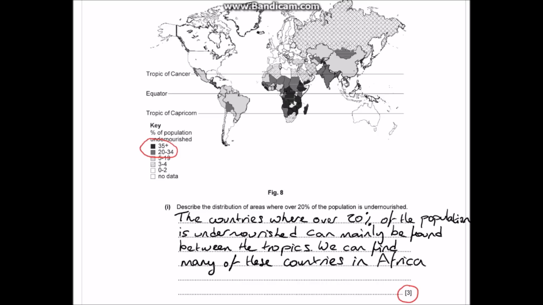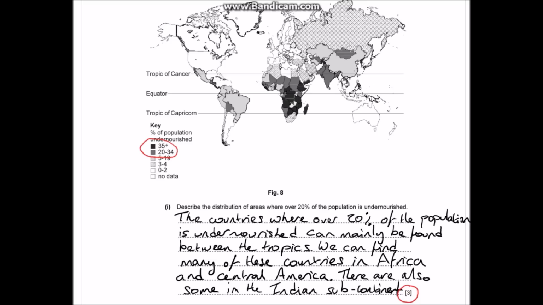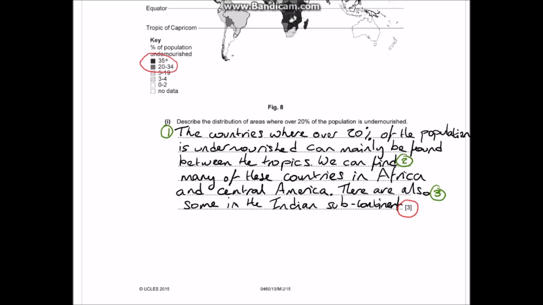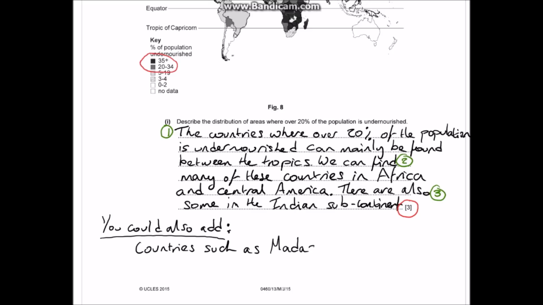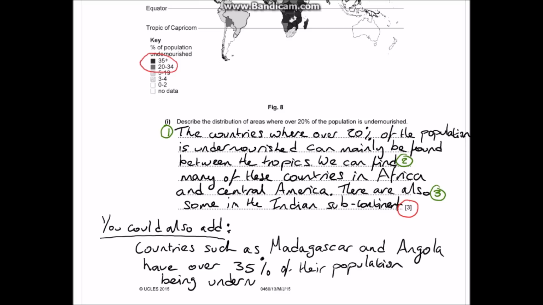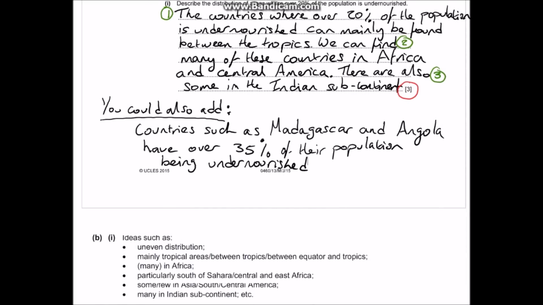There's a high concentration of these countries found between the tropics that have over 20% undernourished population, and you can see there's a high concentration in Central Africa, Sub-Saharan Africa that is, and also quite a few in the Indian subcontinent. There we go, I've labeled the 3 areas that you're going to get the marks in. You could also, if you wanted to, add a statement using the data from the question, such as countries like Madagascar or Angola have over 35% of their population being undernourished.